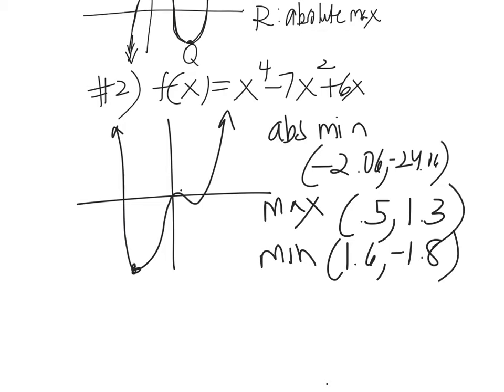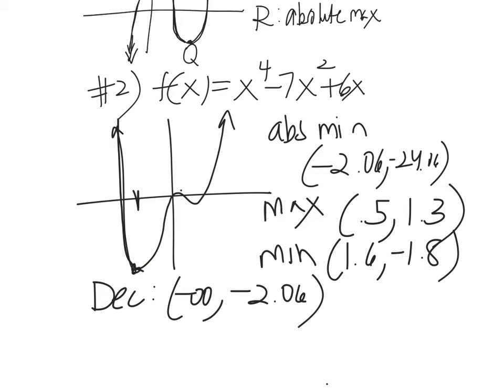Okay. Now, if I asked you to tell me where this graph is increasing or decreasing, you'd have to know these points, these x values. This graph is decreasing from negative infinity until you get to what x value? Negative 2.06. And then it increases from negative 2.06 until you get to 0. These are intervals of x, okay?